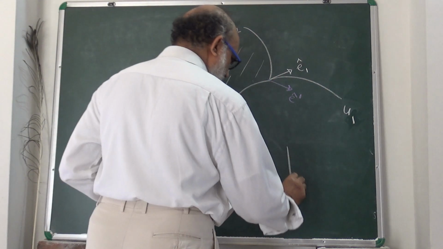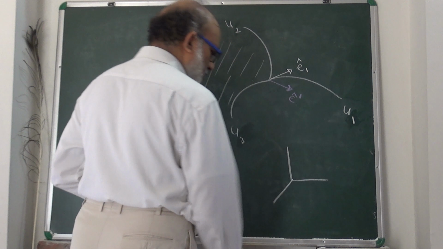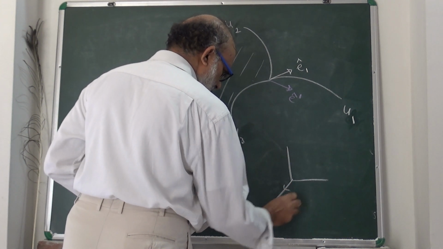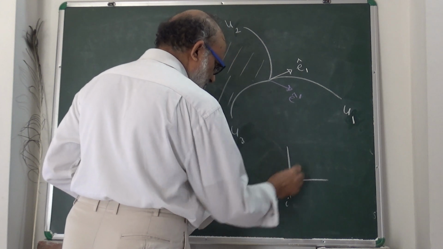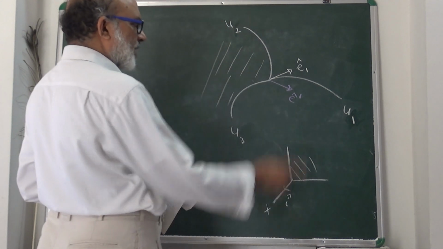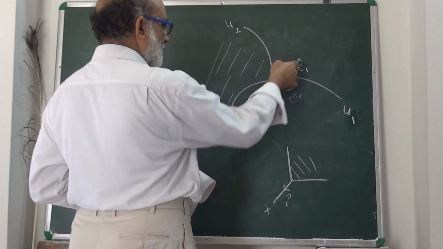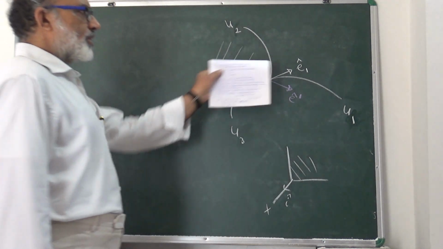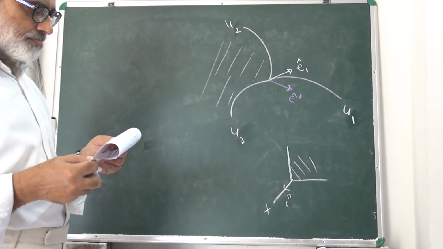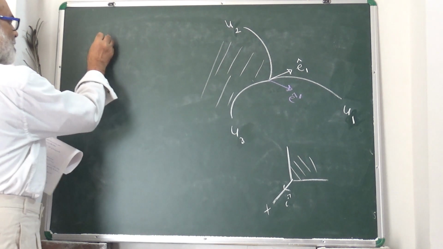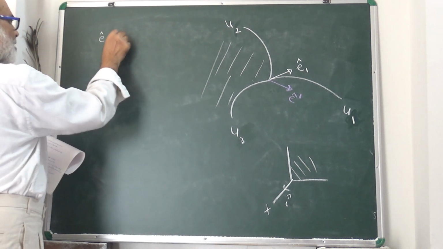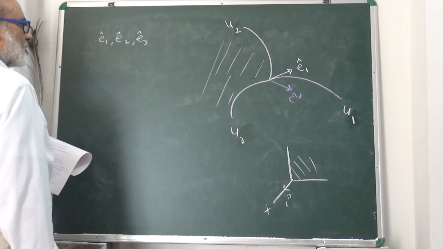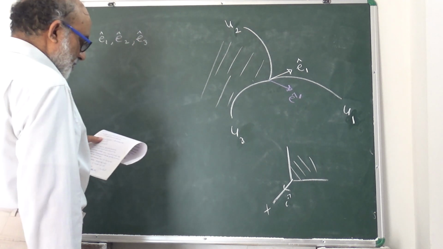Earlier, in the orthogonal coordinate system, this I is tangent as well as perpendicular. Here the tangent one and the perpendicular one are different. This is the tangent one, called covariant, and this is called contravariant. So E1, E2, E3 are called the covariant base vectors.